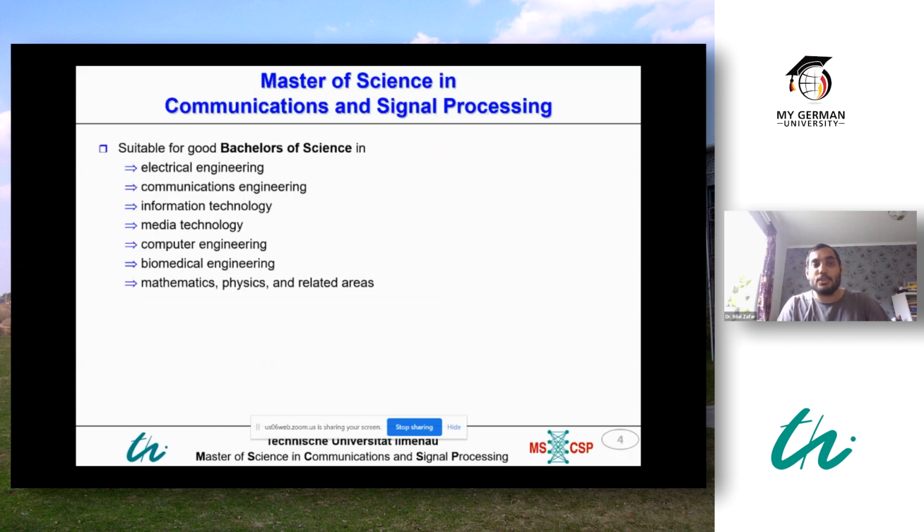So yeah, I saw a question earlier about civil engineering. So civil engineering bachelors would not be suitable for us. We are looking for electrical engineering, computer engineering, communications engineering, IT, these kind of areas, some mathematics. We start only in the winter semester every year. It's not possible to join in the summer semester.